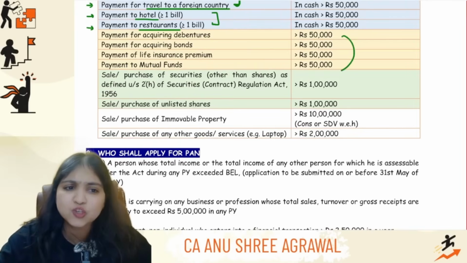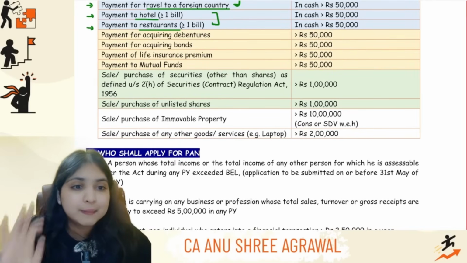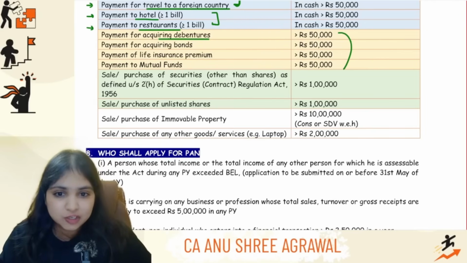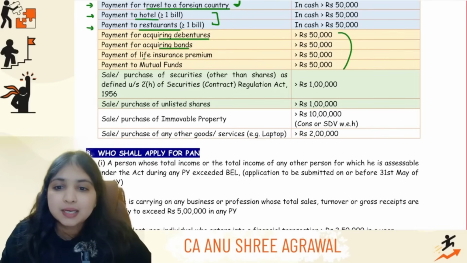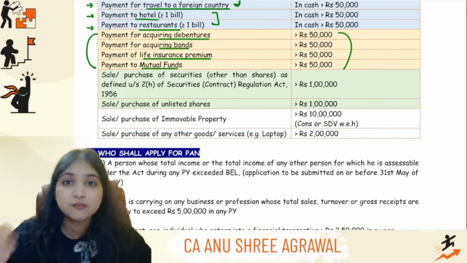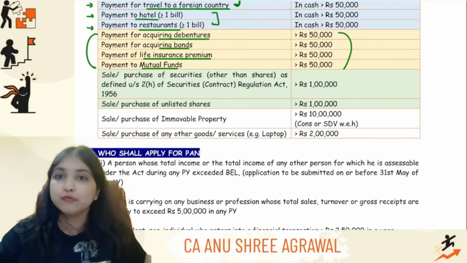Okay. Then I have 4 cases where it doesn't matter what the mode of payment is, whether you're making the payment in cash or not, it doesn't matter. But if the payment is more than 50,000, you have to quote your PAN. 4 transactions. Number 1, debentures. Number 2, bonds. Number 3, life insurance premium. And number 4, mutual funds. So in these 4 cases, if you're making a payment of more than 50,000, you have to quote your PAN. Okay.